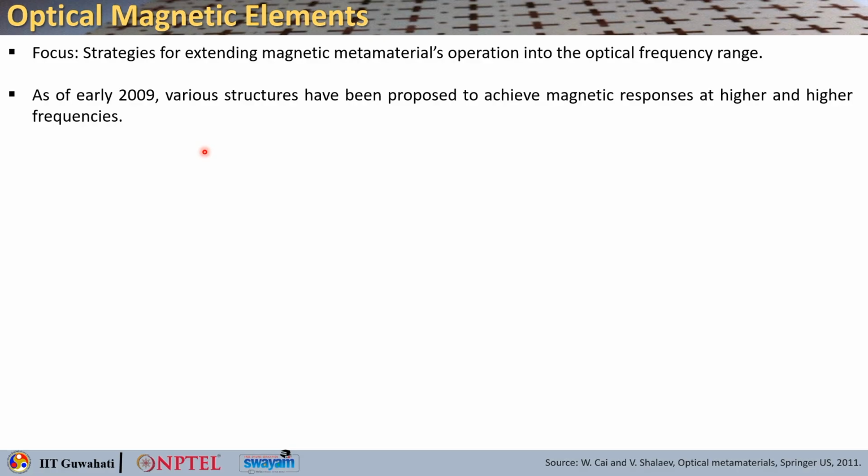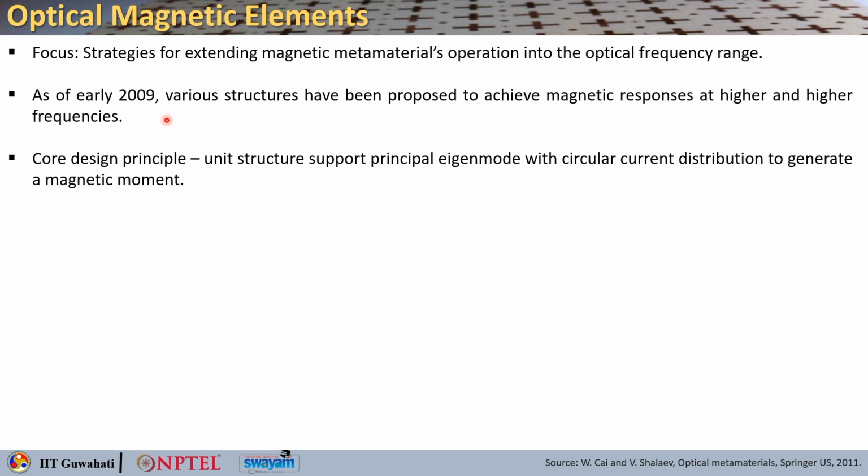So, in this lecture we will discuss different routes for pushing the operational frequency of magnetic metamaterials into the optical regime. The basic principle behind these designs is that the unit structures can support a particular eigenmode with a circular kind of distribution that gives rise to a magnetic moment. In the early 2000s various structures were proposed to achieve magnetic response at higher and higher frequencies, because that is where the challenge lies.